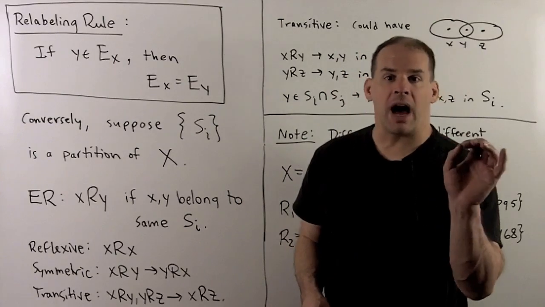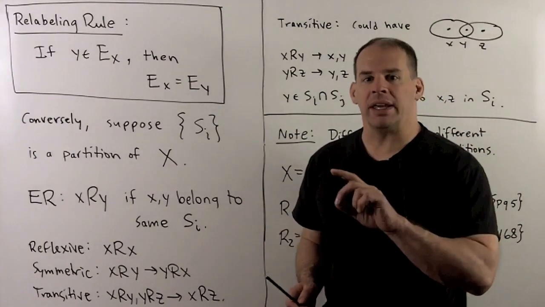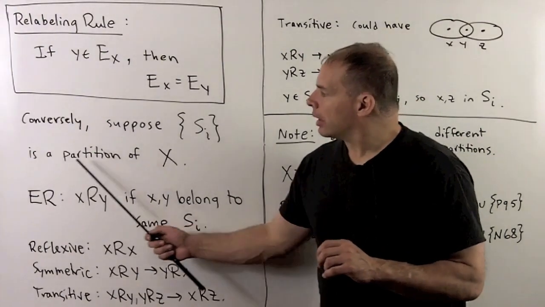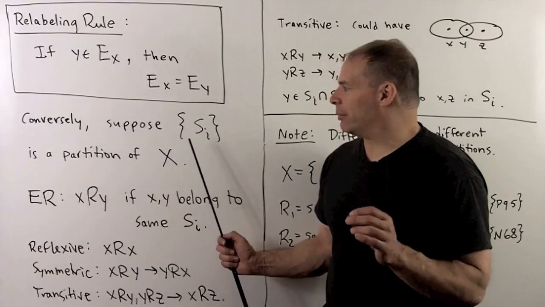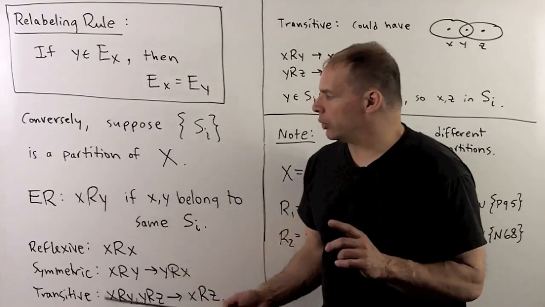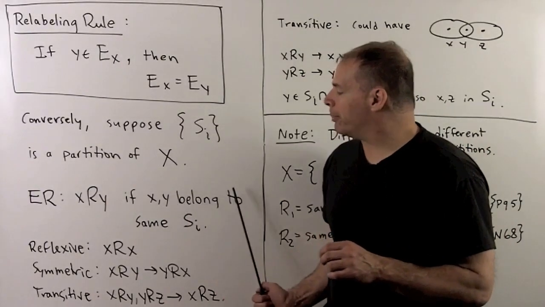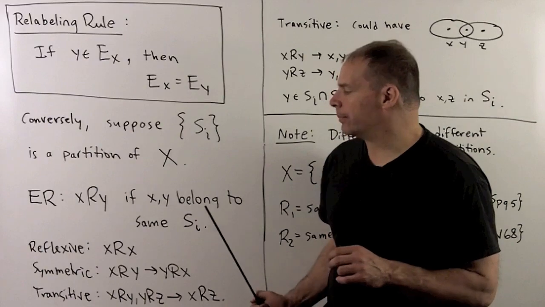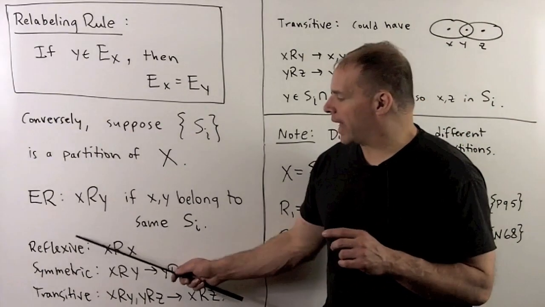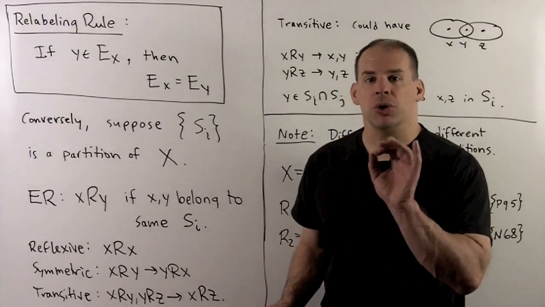Now, let's show the converse. So I want to suppose I have a partition. How do I get an equivalence relation out of that? I'll assume our partition of X is given by the sets S sub i. The equivalence relation that we'll use: x is related to y if x and y belong to the same S sub i. Now, it's clear that this is reflexive and symmetric. Transitive, we're going to need to show some work.